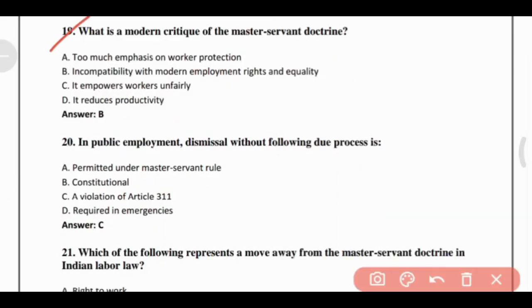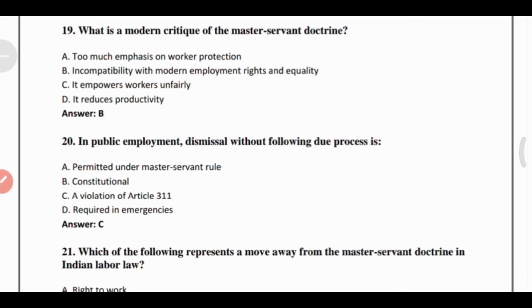What is a modern critique of the master servant doctrine? Option B, incompatibility with modern employment rights and equality. In public employment, dismissal without following due process is option C, a violation of Article 311.